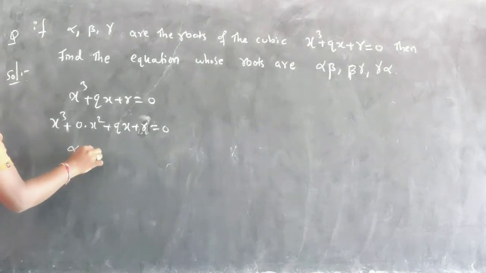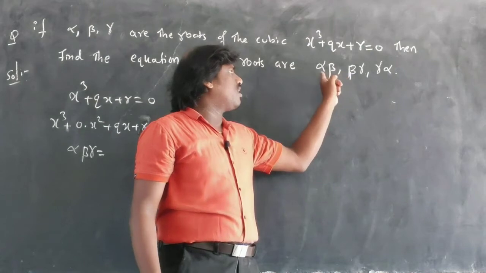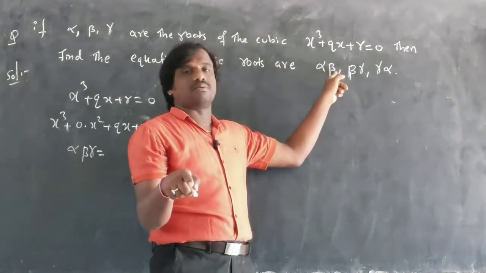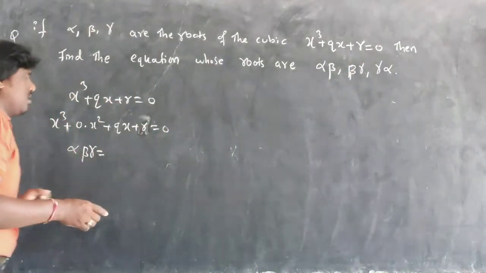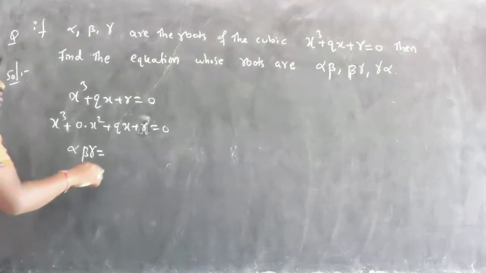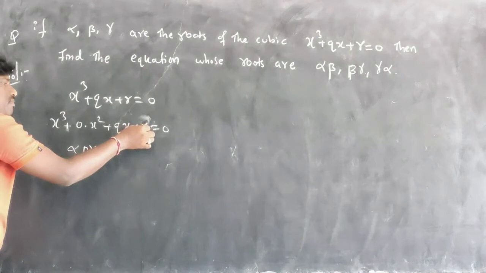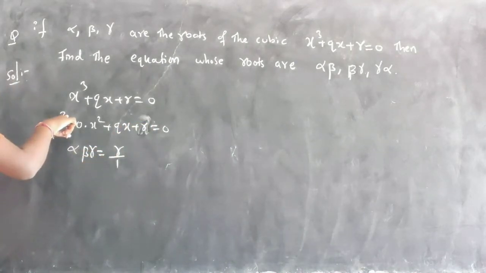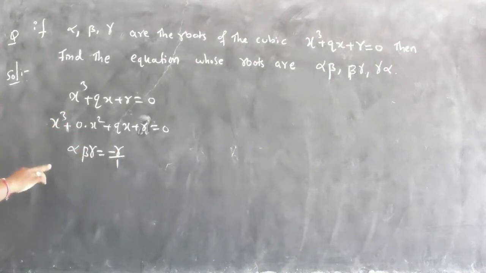Now let us take the product of the roots condition. Why am I taking the product of the roots? Alpha beta is given, not alpha plus beta. You have alpha into beta, beta into gamma, gamma into alpha. So take the product of the roots condition. Alpha into beta into gamma will be what here? The last term divided by the first coefficient, so r by 1. And this is a cubic, an odd degree, so you will get minus. So alpha beta gamma is equal to minus r.